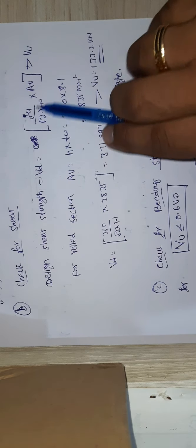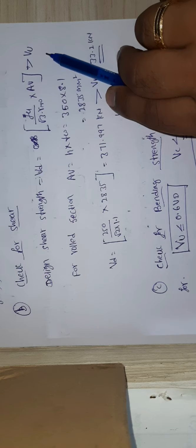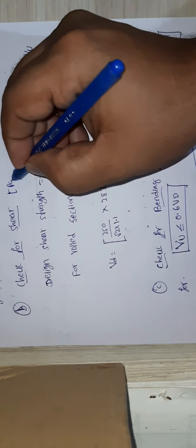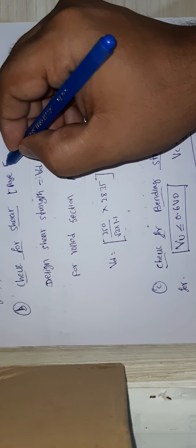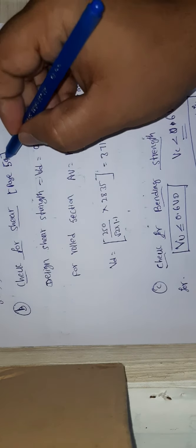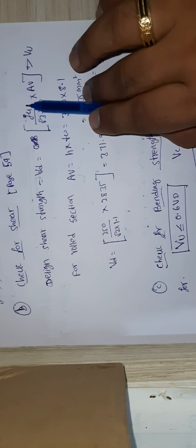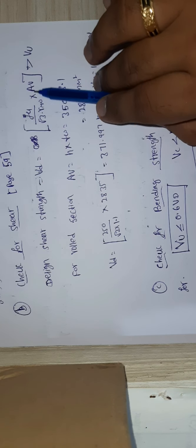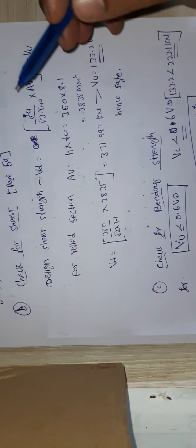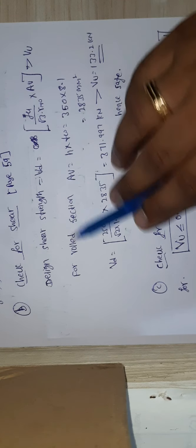Then design shear strength. Same code, page number 59 of IS 800. Please go to page number 59 of IS 800. They have given the design shear strength VD equals Fy by square root 3 gamma m0 into AV. What is AV? AV is the shear area, and that will be H into TW for rolled sections.